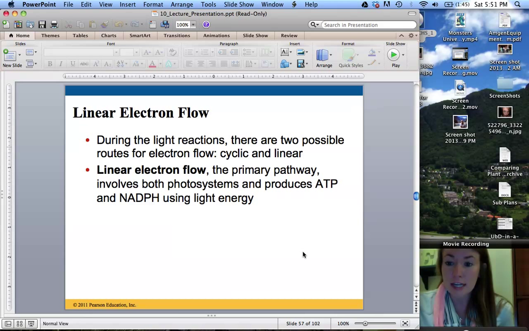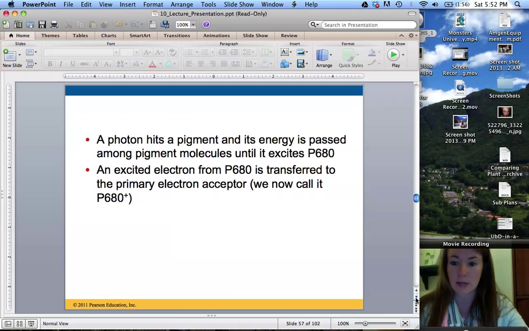So linear electron flow is when we make ATP and NADPH. So we get two products from linear electron flow. It involves both photosystems. So those are two important things to remember. It involves both photosystems, and we get ATP and NADPH.